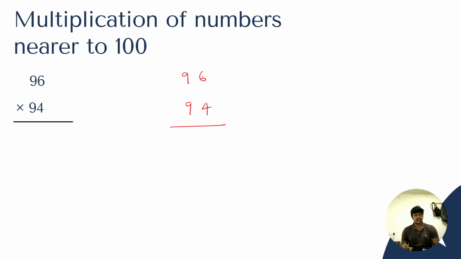Let us take 96. This is 4 less than 100, so write minus 4. Similarly, 94 is 6 less than 100. That's the first step: identify how much those numbers are less or more than 100. Then take the cross difference. You can take 96 minus 6 or 94 minus 4. Both give exactly the same answer, in our case 90. That will be the first part of your answer.